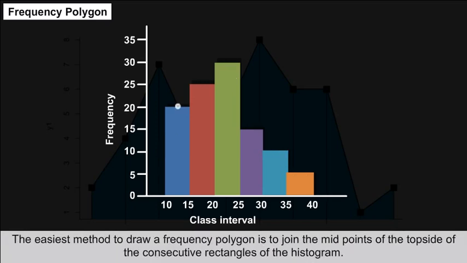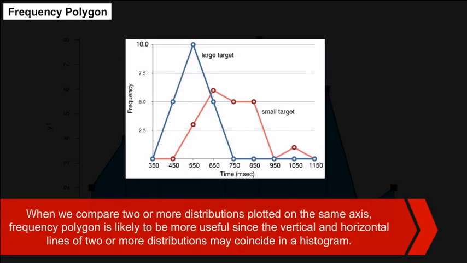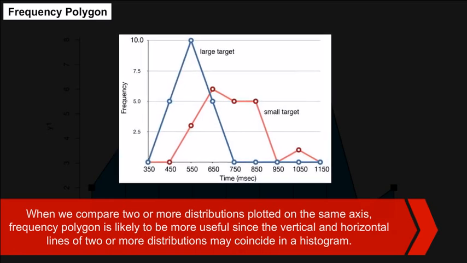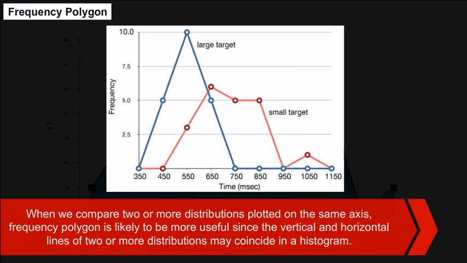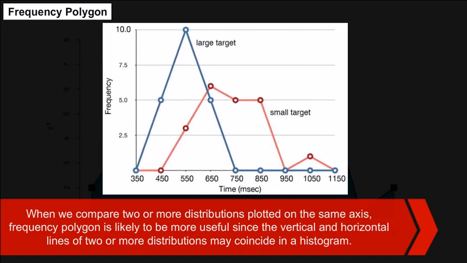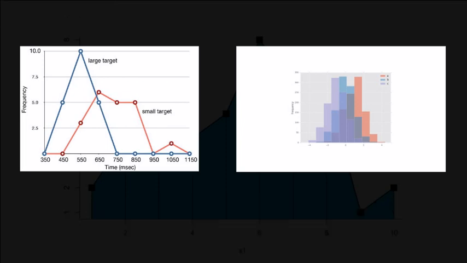The easiest method to draw a frequency polygon is to join the midpoints of the top side of the consecutive rectangles of the histogram. When we compare two or more distributions plotted on the same axis, a frequency polygon is likely to be more useful, since the vertical and horizontal lines of two or more distributions may coincide in a histogram.